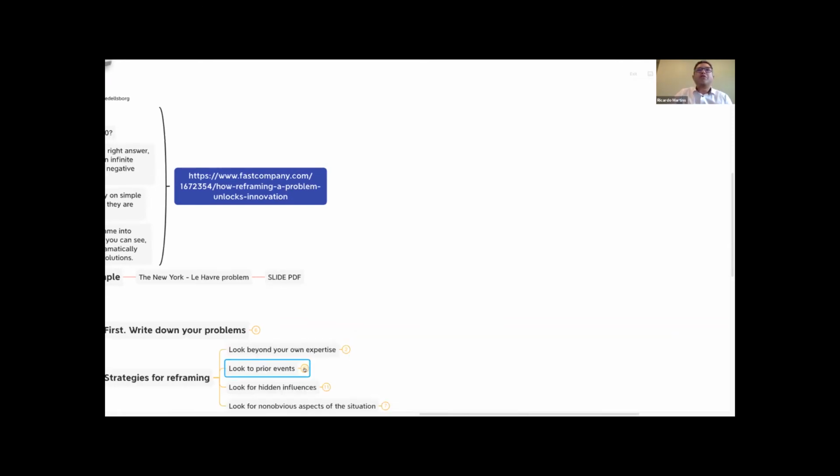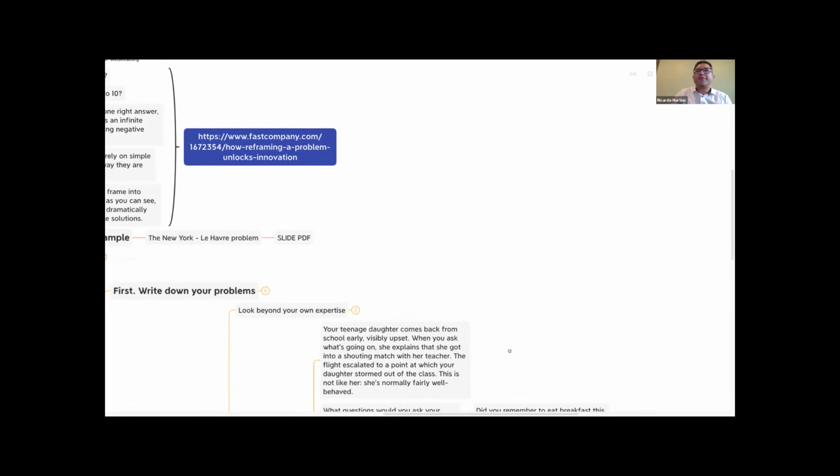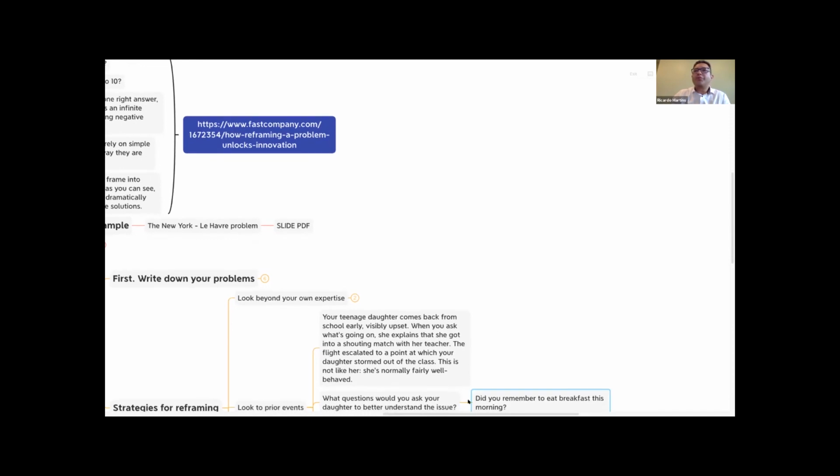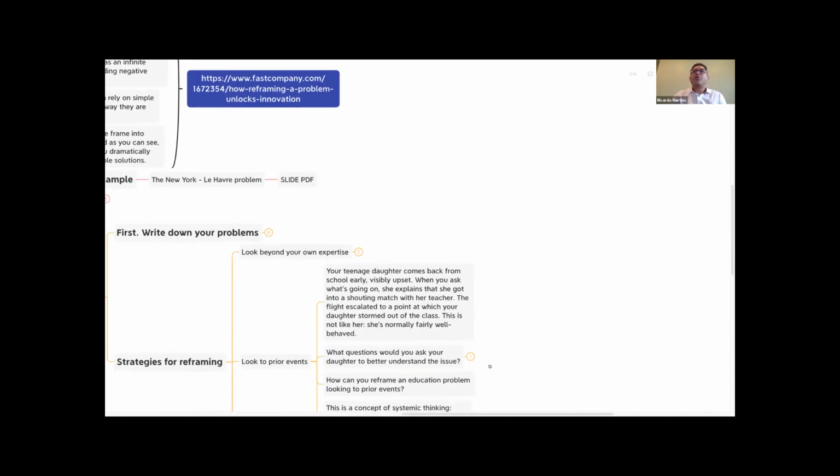The second strategy is look to prior events. So for example, your teenage daughter comes back from school early, visibly upset. When you ask what's going on, she explains that she got into a shouting match with her teacher. The fight escalated to a point at which your daughter stormed out of the class. This is not like her. She is normally fairly well behaved. What questions would you ask your daughter to better understand the issue?